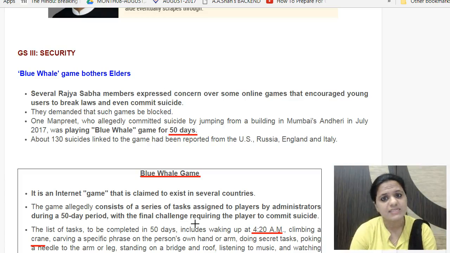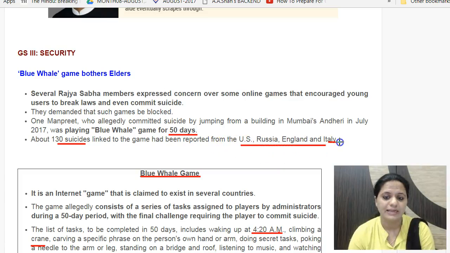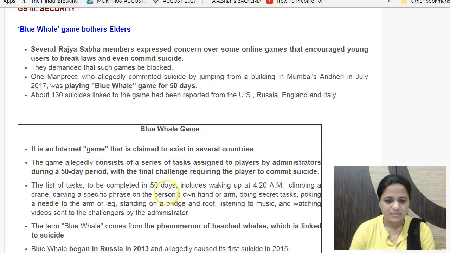And we have seen various cases in which such incidents have taken place across the globe, majorly in Russia, also in China and other countries. And now we have seen our first case of this blue whale suicide. So this was a boy, a 14-year-old boy from Mumbai. He committed suicide in July 2017, a few days back. Already about 130 suicides due to this game have been reported from US, Russia, England and Italy. So this is in the news. The Rajya Sabha members are asking that there should be provision to block such games. So this is the blue whale game.